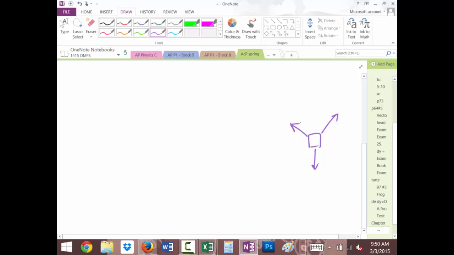What if they were angled differently? What if this one was pulling like this? Are they necessarily equally strong? No, not anymore. Not necessarily. But what do you know about these things? What do they have to add up to? 0. Does that make sense? They have to add up to 0.